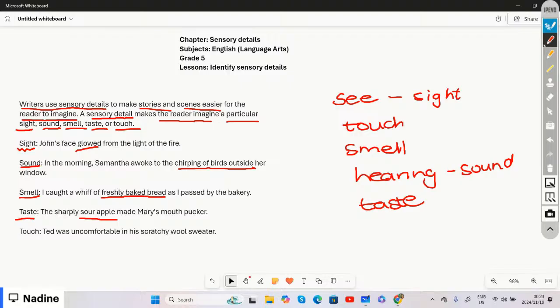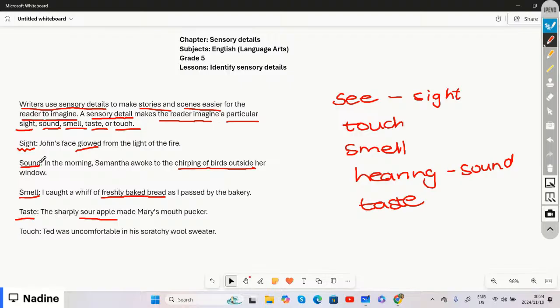They're already putting emphasis on the sharply sour apple. Now just try to imagine eating something extremely sour. How does your mouth feel? It feels like your tongue is numbing because of how sour something is. So they're giving you an idea of an example of how something tastes. They're not saying how sweet something is. They're saying that this specific thing is sour and it makes your mouth pucker. Your tongue is literally feeling some type of way.